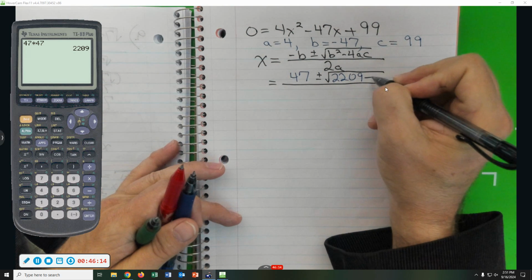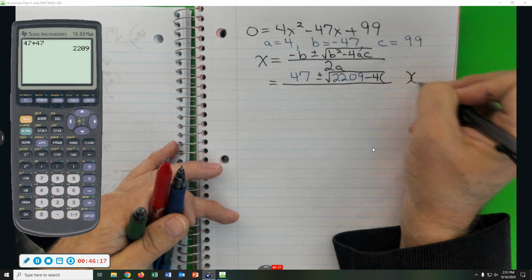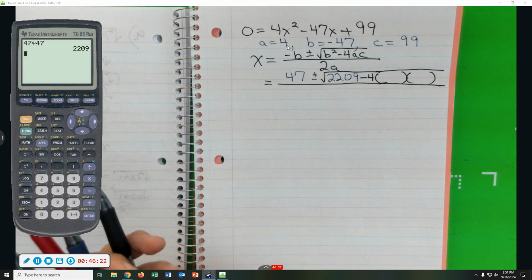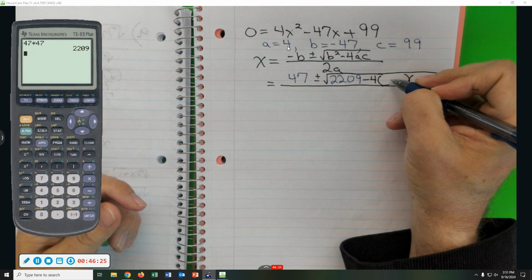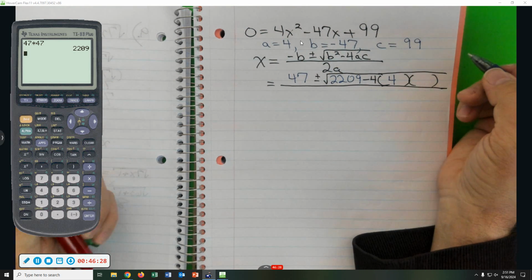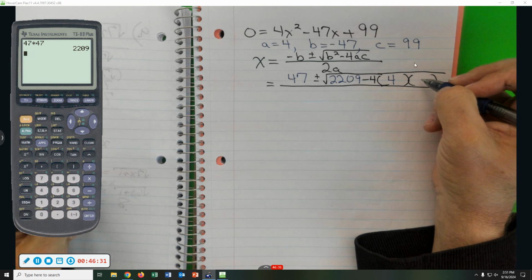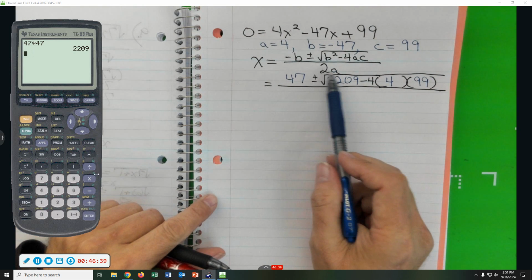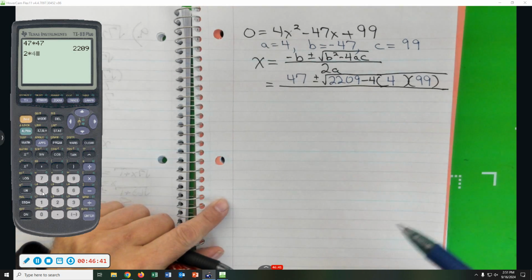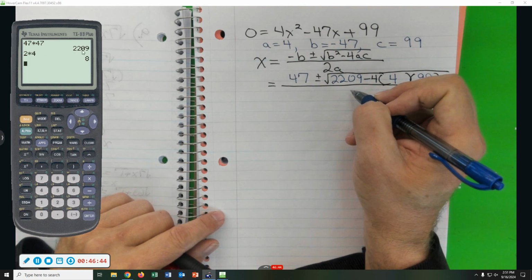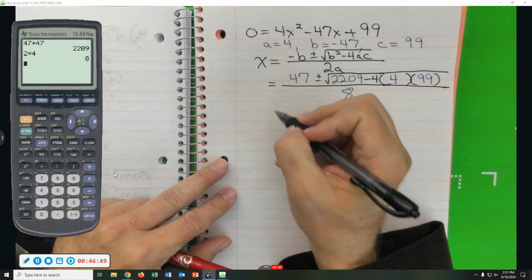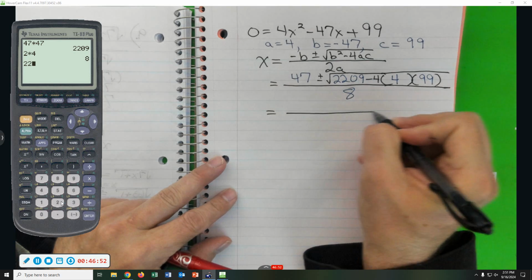And minus 4 times A times C. A is 4, and C here is 99. Now, I can do this in my head, the 2 times A. 2 times 4 gives me a denominator of 8. I punched it in the calculator. I knew that. I was waiting for them to answer to show that they're paying attention.